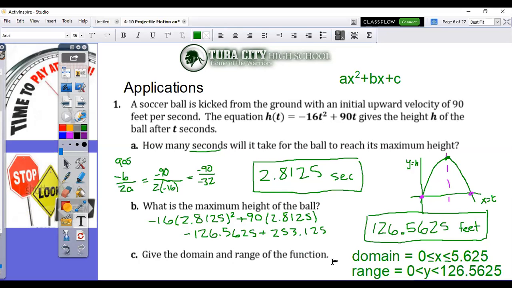So there we go. We have our domain and range calculated now. And there you go. There's question number 1.